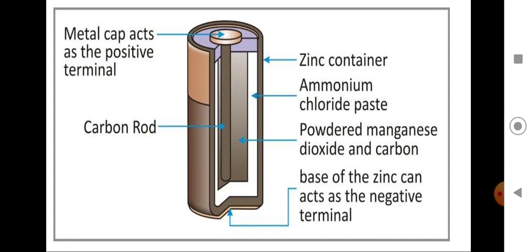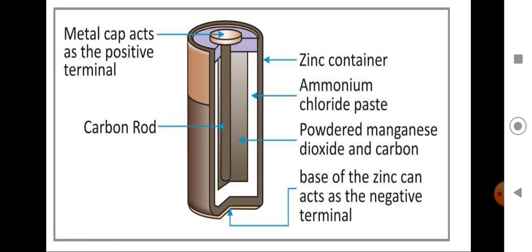You should draw this clearly, and you have to label what all is there in the cell, children. This is called a dry cell. See there, the metal cap as the positive terminal, the carbon rod, then the zinc container. That container-like thing is made up of zinc, children, and ammonium chloride and powdered manganese dioxide and carbon are there again. And the down part, the zinc plate, will act as the negative terminal. So you see, many chemicals are there.